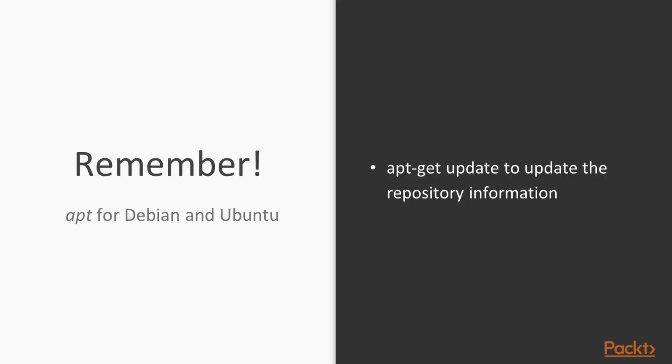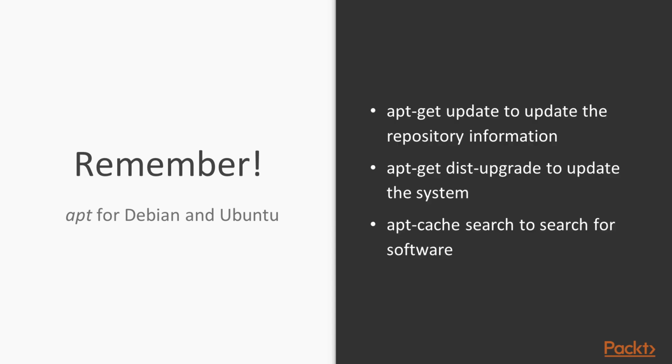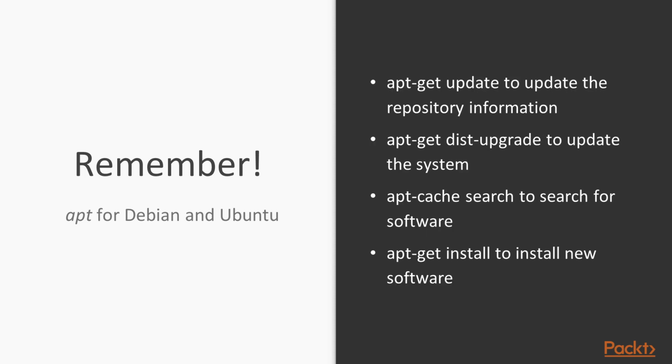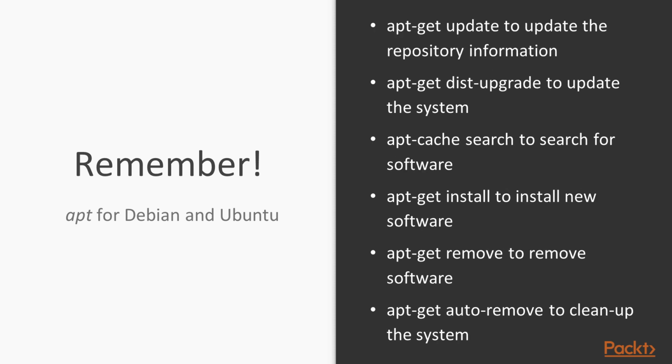Remember to always run apt-get update before any other operation to make sure that the repository information is up to date. To update the system, you run apt-get dist-upgrade. To search for new software, you use the command apt-cache search. And to install new software, you use apt-get install. To remove software you no longer want on your system, you use apt-get remove. And as a last step, to clean up the system from old packages and old dependencies, you use either apt autoremove or apt-get autoremove.